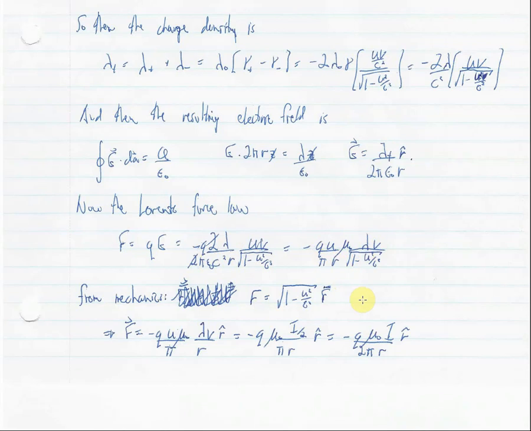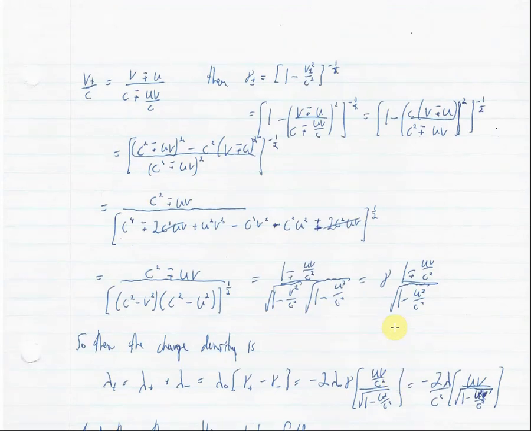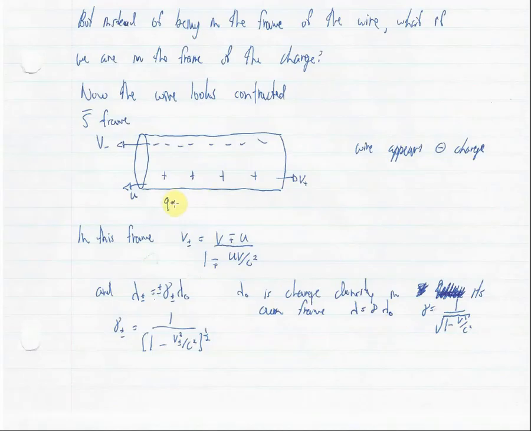And we talked about how forces transform using this Minkowski force. So this force is the square root of 1 minus U squared over C squared times this F bar, this force in this frame. And so then we transform this force, and we get that this will cancel with this, of course. And so we get that this force is negative Q mu naught over 2 pi r times the current r hat.